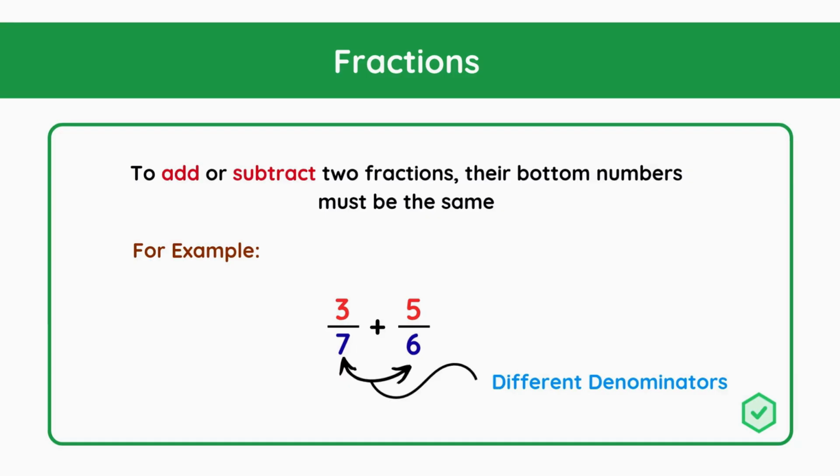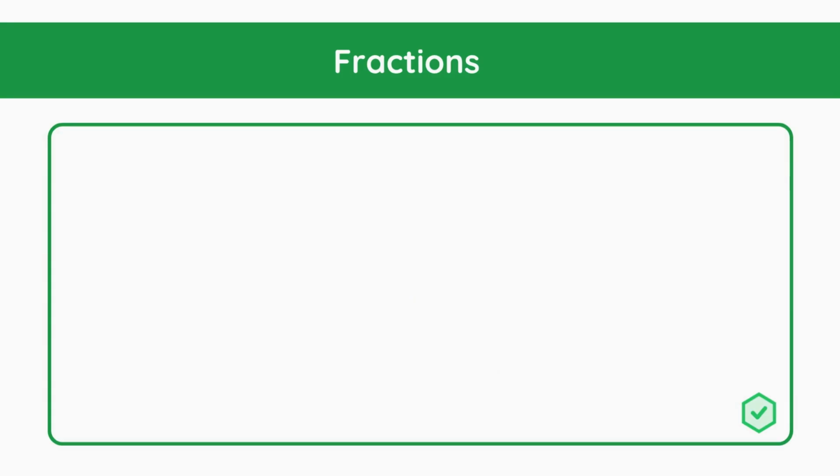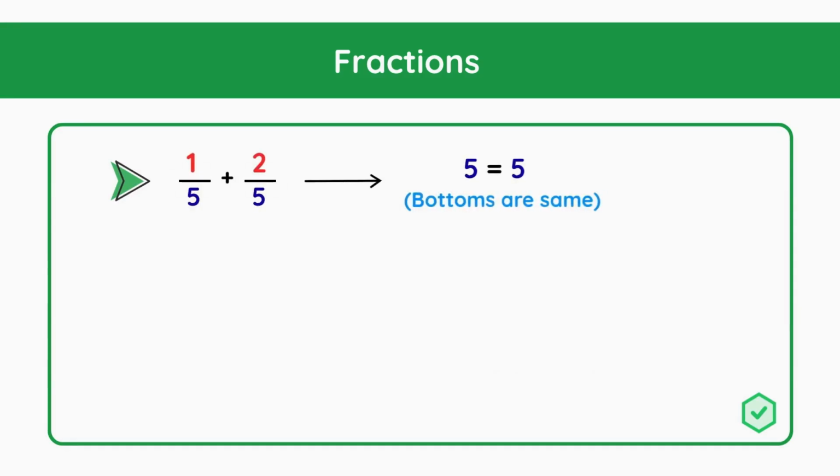So let's begin with the easy case where the bottom numbers are already the same. When that happens, adding is lovely and simple. You just add the top numbers together and you leave the bottom number exactly as it is. Let's try one. We've got 1/5 plus 2/5. Both bottoms are 5, so they already match. So we just add the tops. 1 plus 2 makes 3. The answer is 3/5. Notice the bottom stayed as 5 the whole time. We didn't add the bottoms.